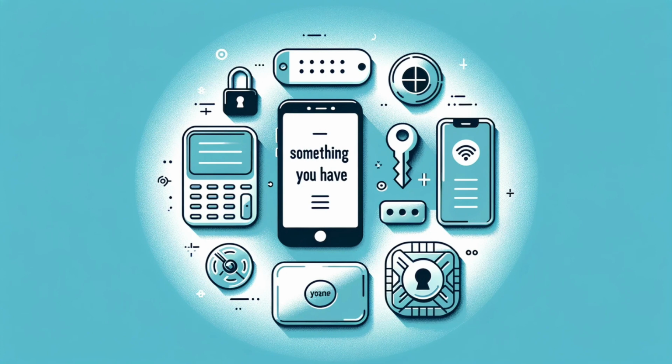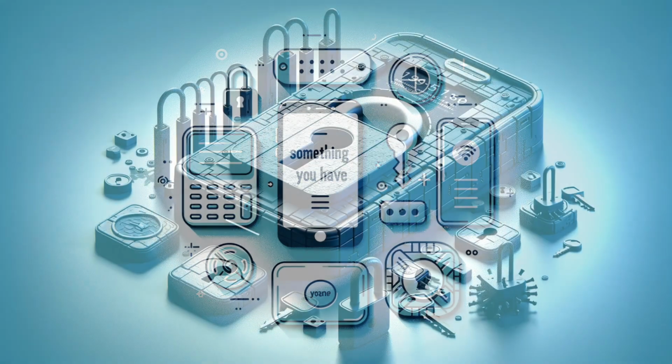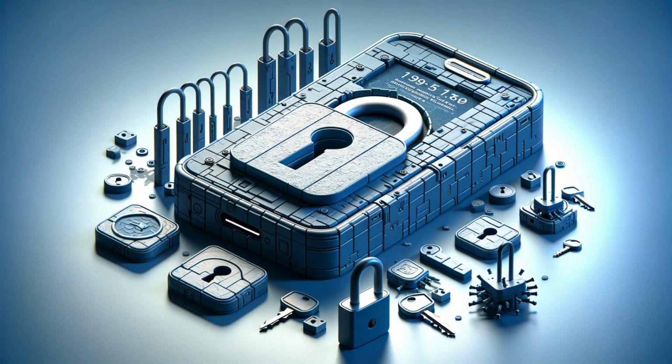Next, we have something you have. This involves items you physically possess that can be used for verification. Think of security tokens, smartphones, or smart cards. For instance, a bank might send a one-time code to your phone, or you might use an app that generates a temporary security code. These methods are harder for hackers to exploit because they require physical possession of a device.